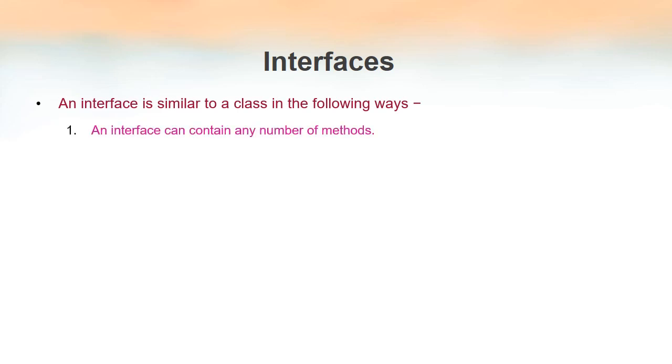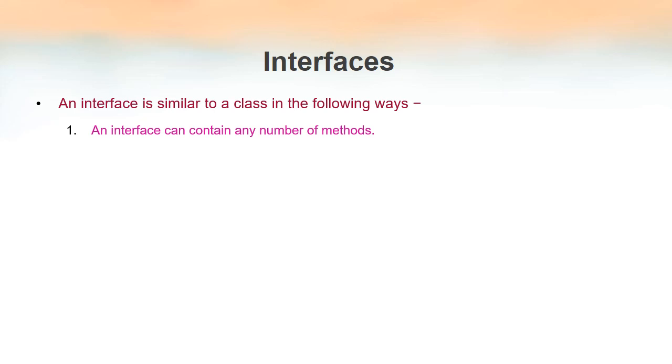From the syntax of interfaces, we have seen that an interface is somewhat similar to a class. That means there are some similarities between a class and an interface. Now we are going to see what they are, the similarities between a class and an interface. The first one is that an interface can contain any number of methods.